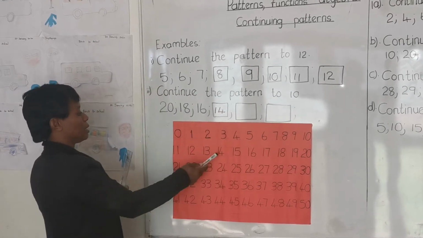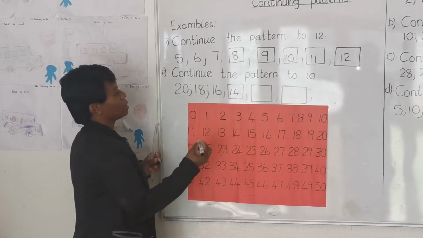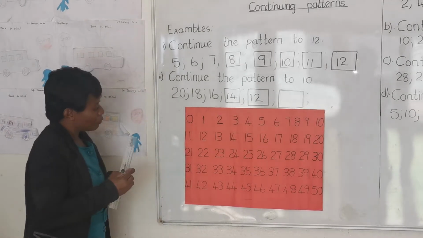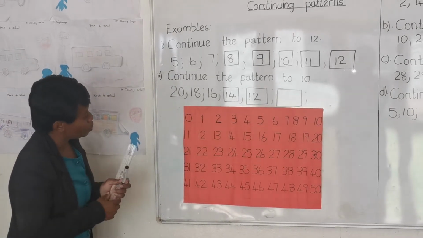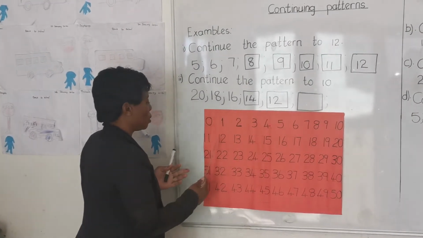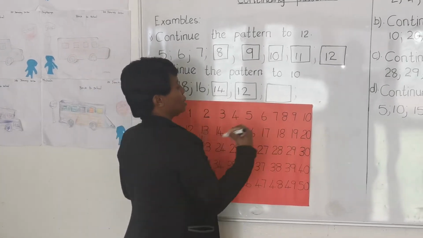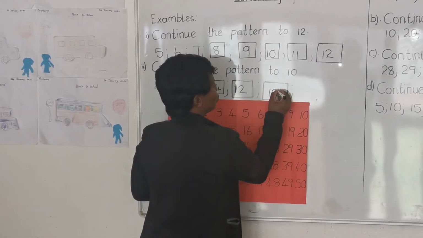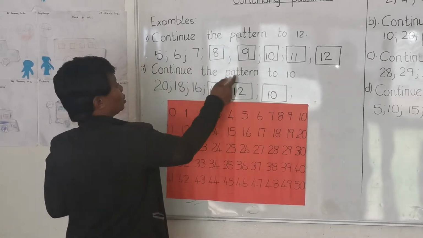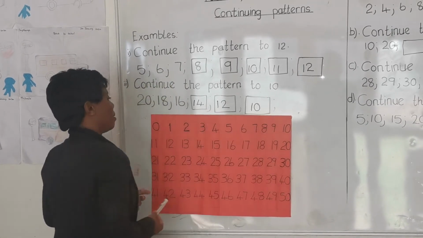Now from 14 we remove 2 numbers. 1, 2. The next number is 12. And from 12 we are going to remove 2 numbers. The pattern is removing 2. So let's remove 2 numbers. 1, 2. The next number is 10. And we are going to stop at 10 because the pattern says we must continue the pattern to 10. So we must stop at number 10.